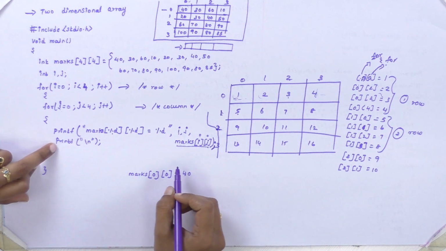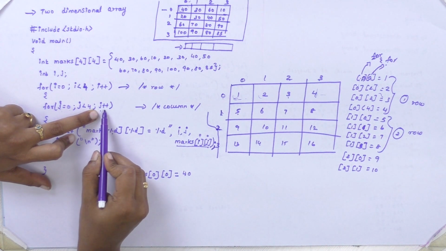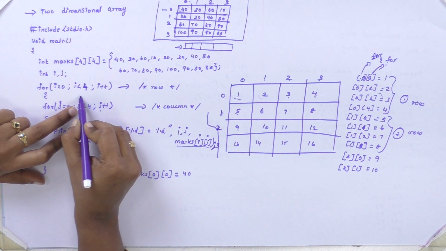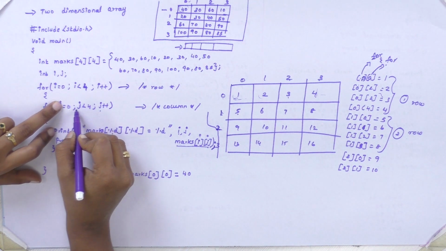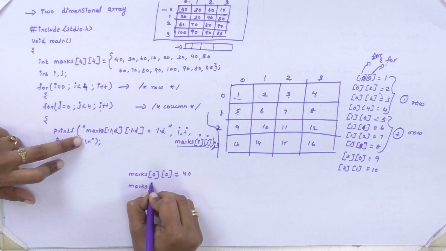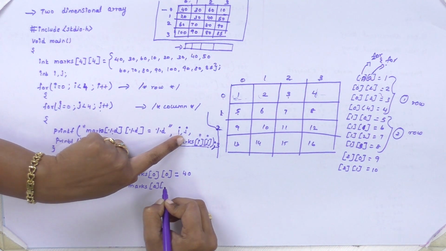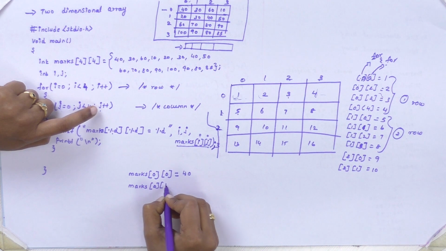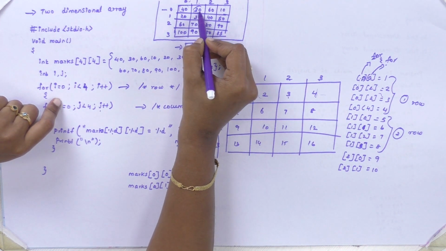So the first is over. Then it comes to this increment, j plus plus. The j value will be 1. So 1 less than 4, the condition will be true. When the condition is true, it enters into the loop. Then it will print in the format like this. Now the i value will be the same, and the j value will be incremented by 1. So 0 1, the value will be 30.